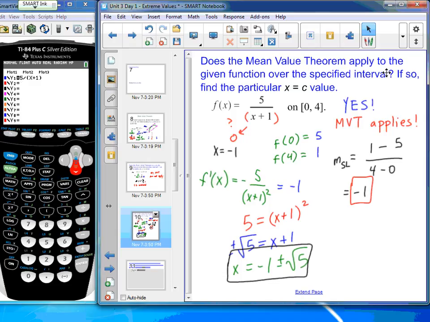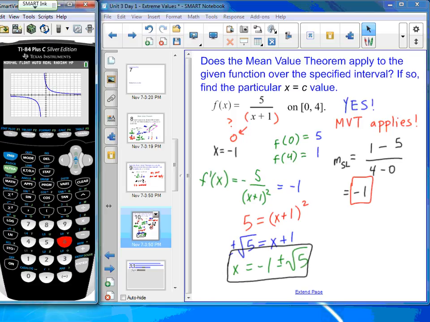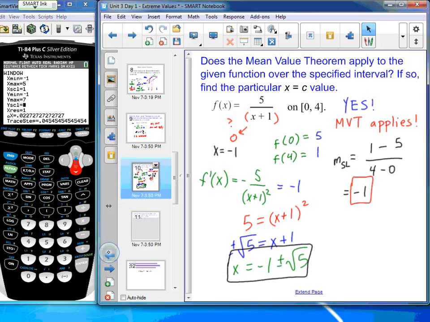First, let's go ahead and get a viewing window that's nice. So 5 over x plus 1. We want 0 to 4. So I'm going to go ahead and purposely set my window manually. Let's do -1 to 5, and let's do -1 to 7.